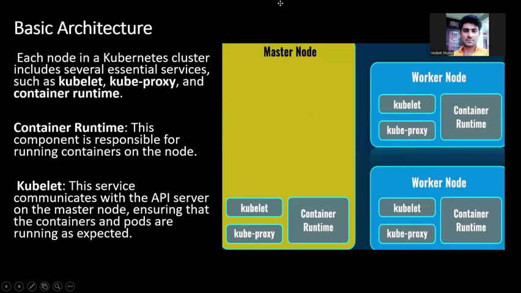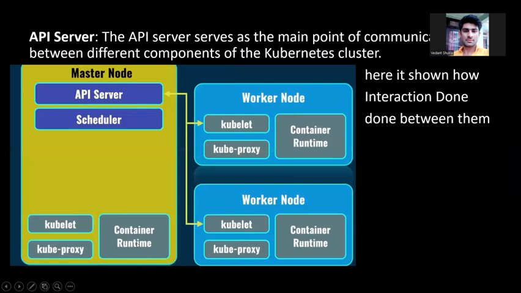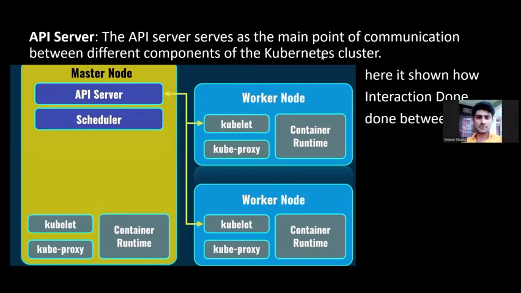So what is a container runtime? I think you know. So what is kubelet, Vedant? Basically, the API server is not like that; the kubelet gives the response about the status and the resource usage. The API is used for communication, and the kubelet takes that form to respond. This component communicates with the API server on the master node, ensuring that the containers and pods are running as expected. What is the API server? I think, Vedant, you get your answer. Yes, Rudran, understood. The API server serves as the main point of communication between different components of the Kubernetes cluster.